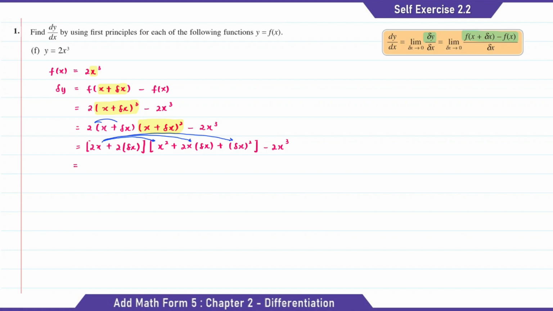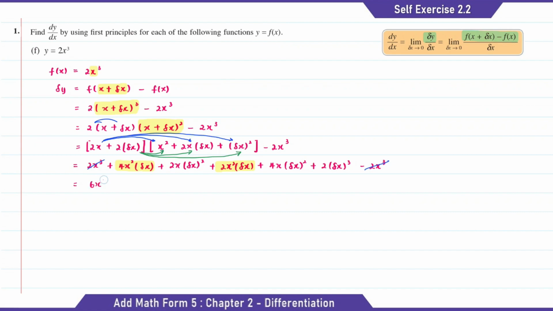Next, we're going to continue to expand this by following the arrow. So 2x times x squared, we're going to get 2x cubed plus 4x squared delta x plus 2x delta x squared, followed by 2x squared delta x plus 4x delta x squared plus 2 delta x cubed minus 2x cubed. So here 2x cubed minus 2x cubed will be cancelled.